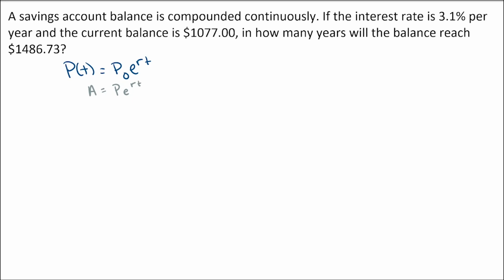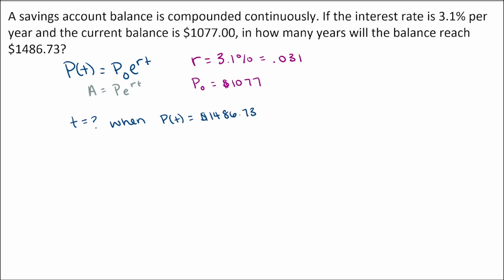So it's the exact same formula. Our rate is 3.1%, which is 0.031, and our initial value is 1,077. What we want to find this time is t when our P of t is equal to $1,486.73. So we're going to set 1,486.73 equal to 1,077 e raised to the 0.031 t power.